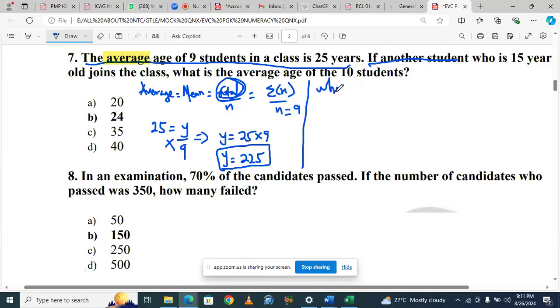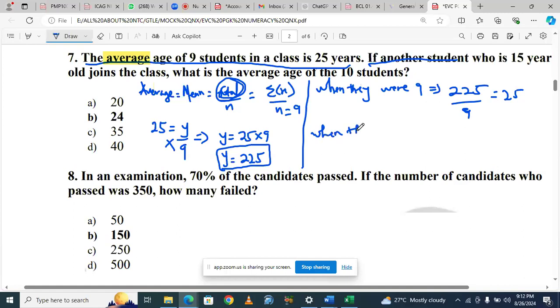So when they were 9, it was 225 all over 9, and that gave us 25, isn't it? Is that okay?